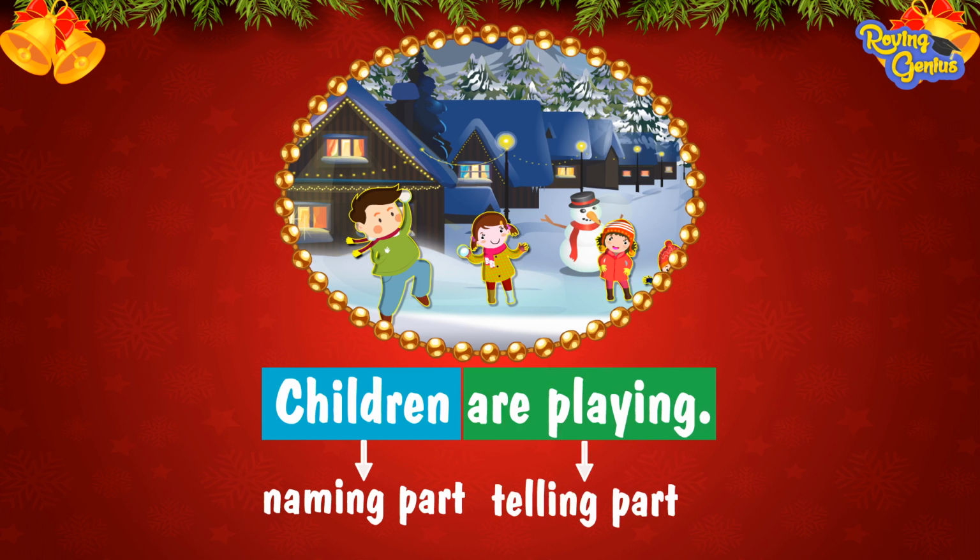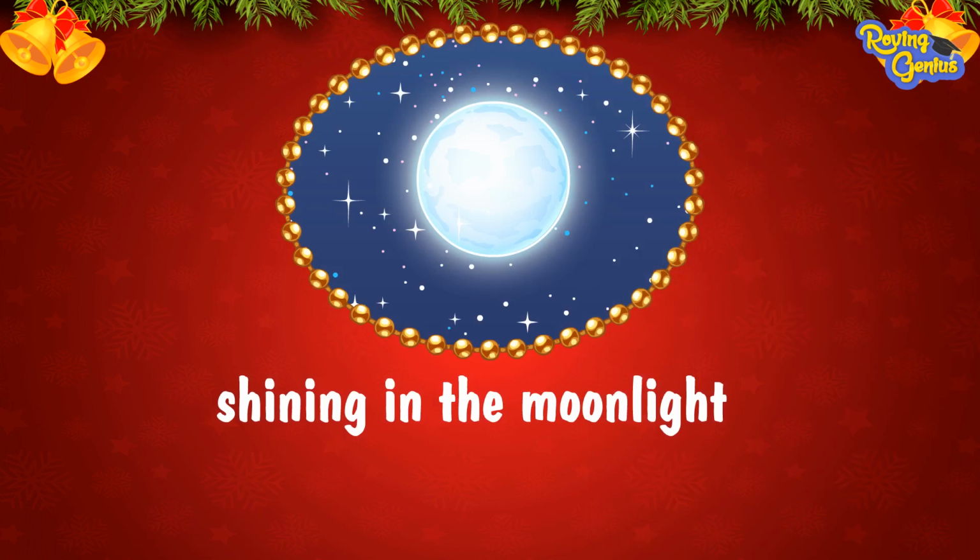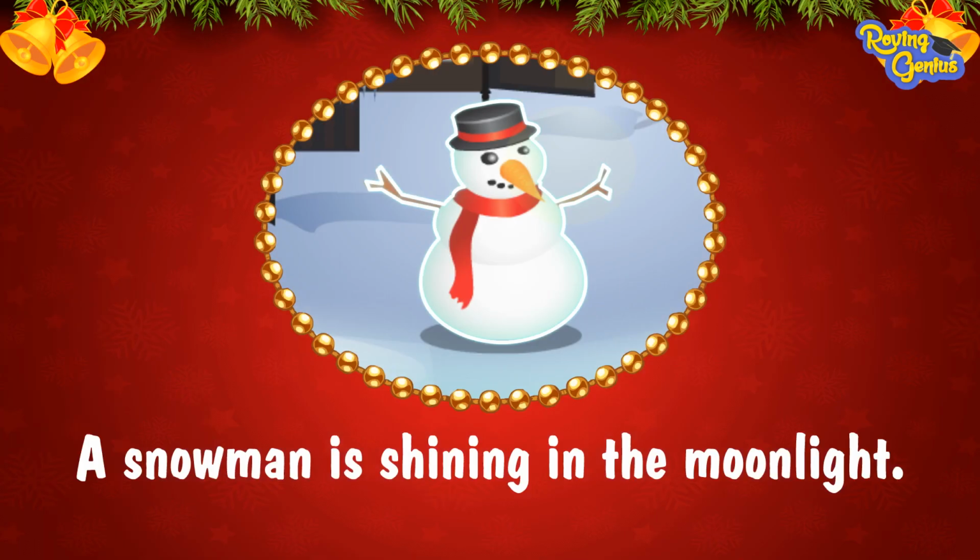A sentence is like a picture. It cannot have a missing part. It must give a complete idea. For example, shining in the moonlight. It does not tell us about who or what is shining in the moonlight. That is, we do not get a complete idea or a picture. Now look at this sentence. A snowman is shining in the moonlight. Now we get a complete picture of a snowman shining in the moonlight.